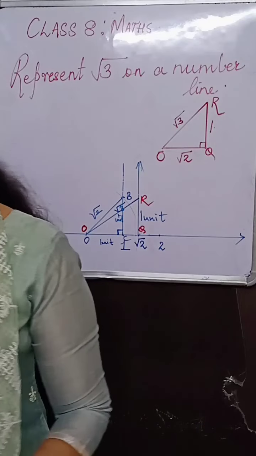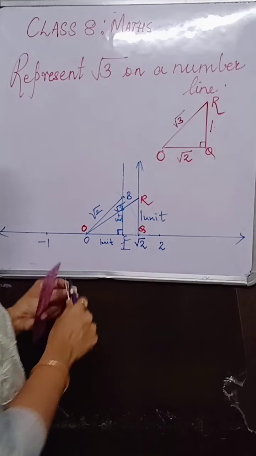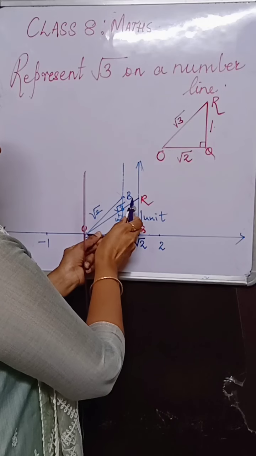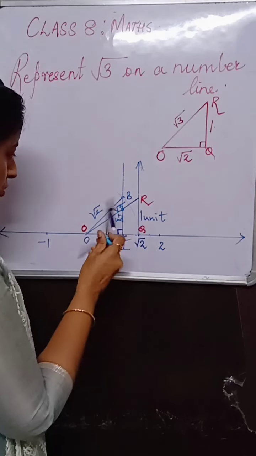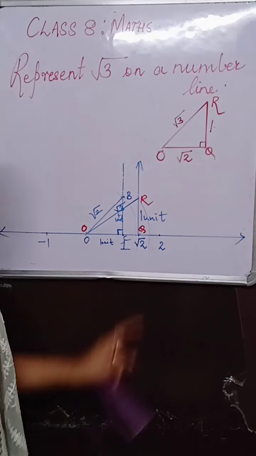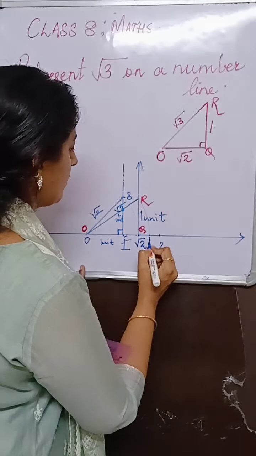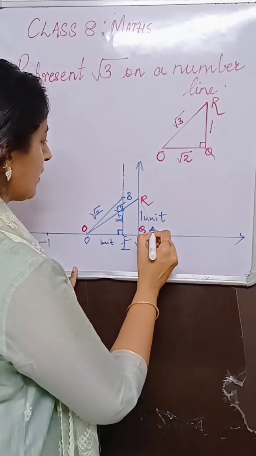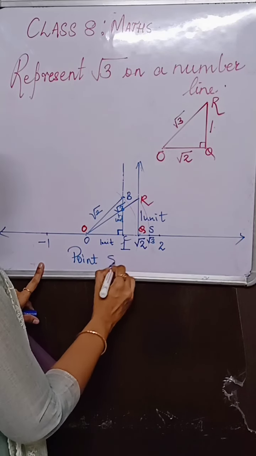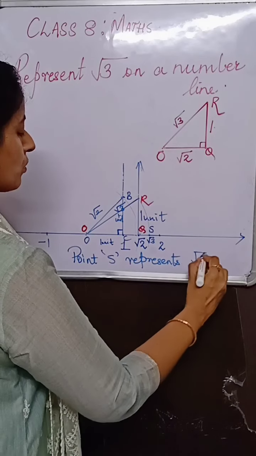Now again same problem. Root 3, we need it on the number line. So we will measure the length of root 3 and we will draw an arc. So this is root 3. We got hypotenuse length I measured. Keeping the compass at 0, we will cut an arc. And this new arc is nothing but root 3. Give it a name. We'll give it as point S. Right? Point S represents root 3.